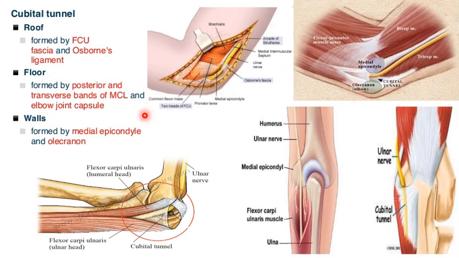Coming to the floor, it is formed by the posterior and transverse bands of the medial collateral ligament and the elbow joint capsule, because it directly rests over the posterior surface of the epicondyle. And the walls are formed by the medial epicondyle and the olecranon process. So this area forms the cubital tunnel.